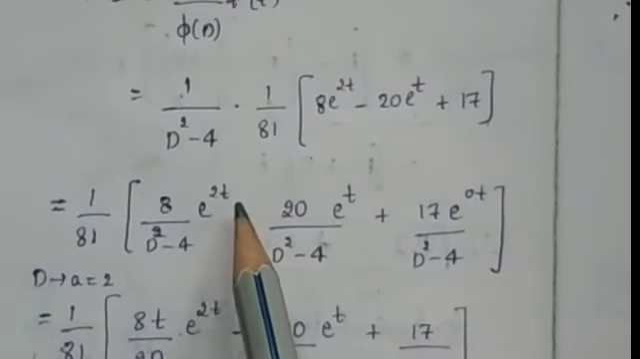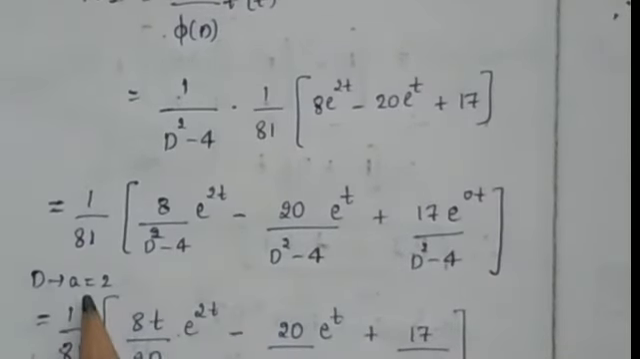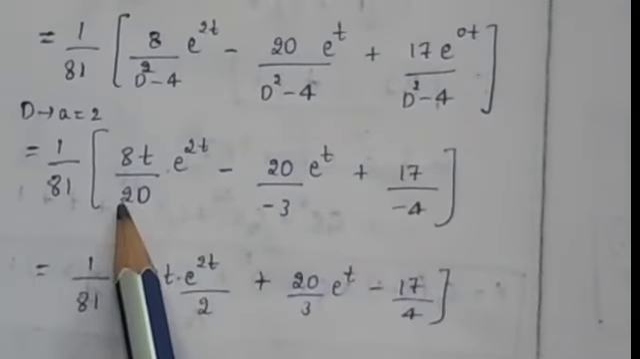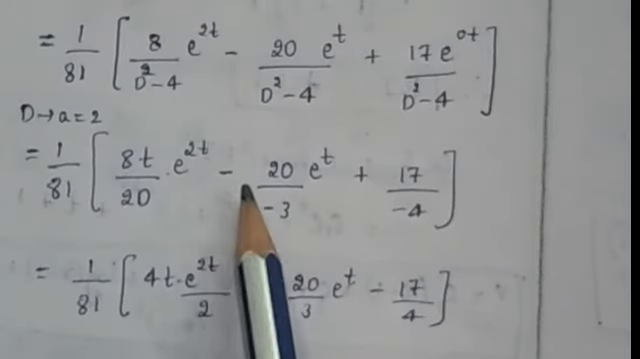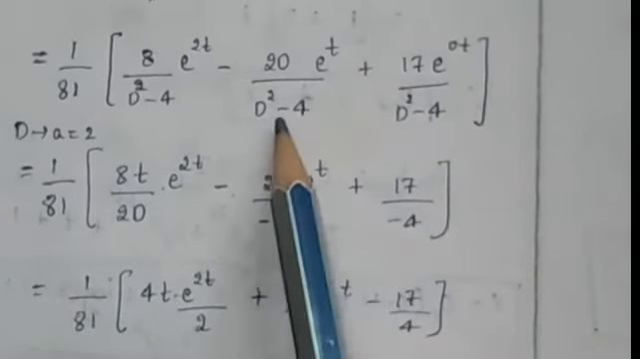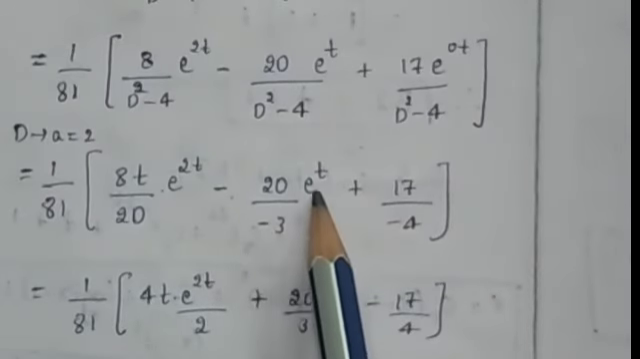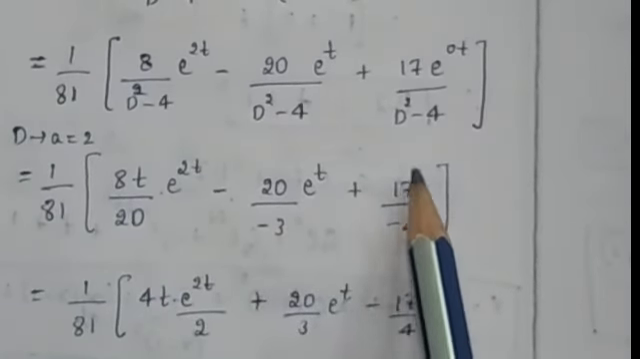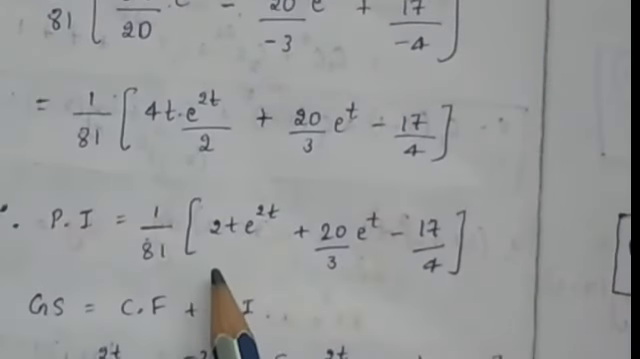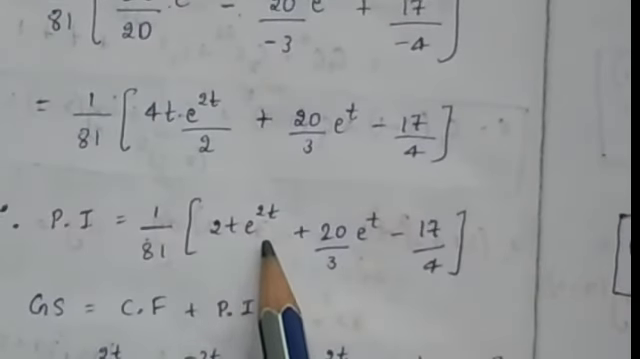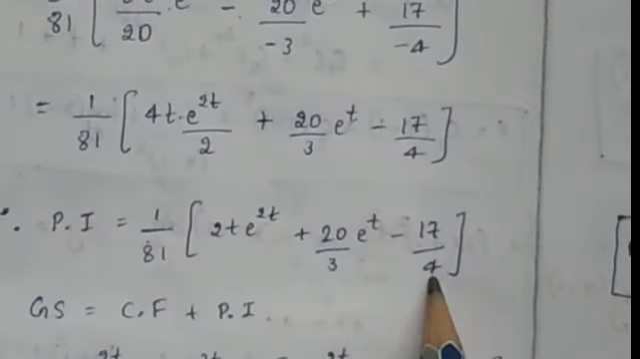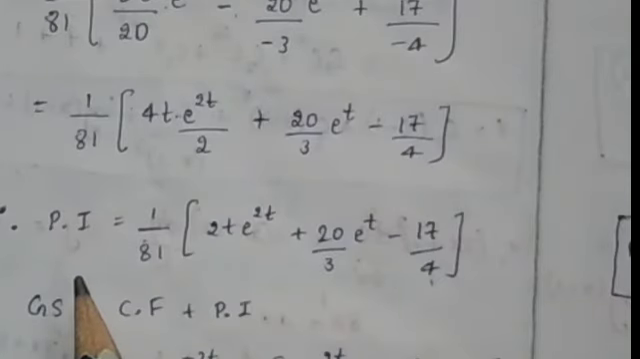For e power ax form, you replace d by a. For the first term the value is 2, then you get 1 by 81 into 8t by 2d e power 2t minus 20. For the second, you replace a value is 1, in this case you get minus 3 into e power t plus 17. You replace 0, you get minus 4. Finally you get 1 by 81 2t e power 2t plus 20 by 3 e power t minus 17 by 4. That's about the particular integral.